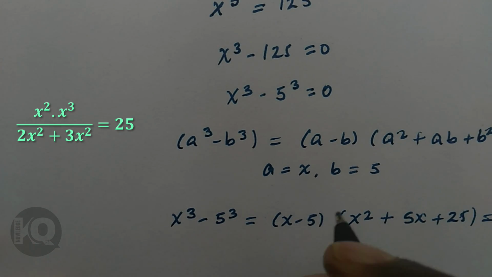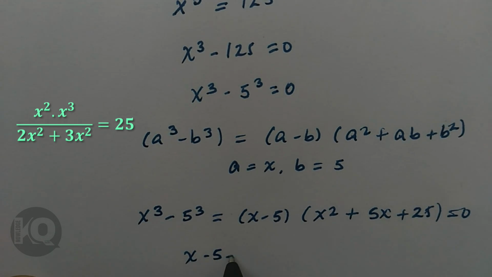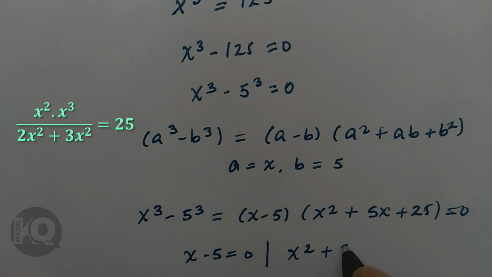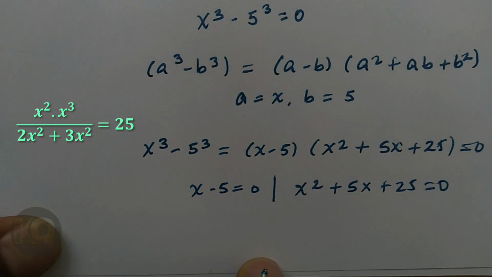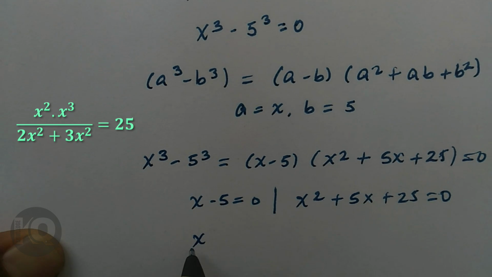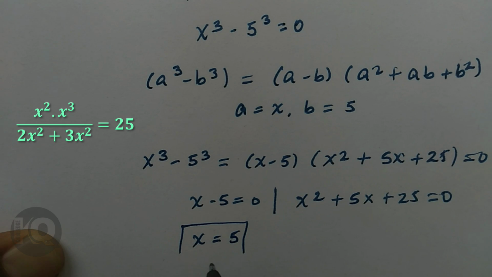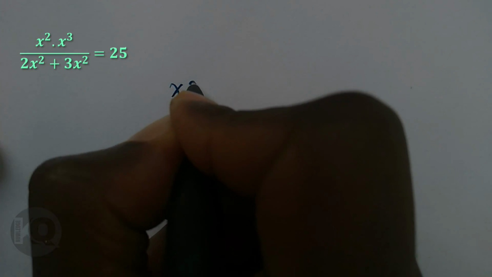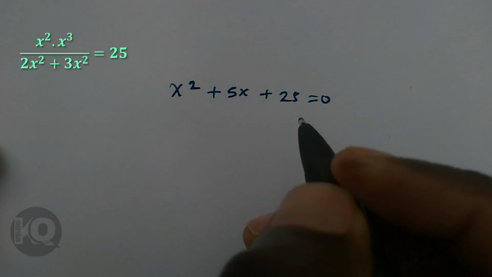So from the zero product identity, we can write x minus 5 is equal to 0, or x squared plus 5x plus 25 is equal to 0. So from here, x is equal to 5, which is one of the solutions for x. Then x squared plus 5x plus 25 is equal to 0, which is a quadratic equation.